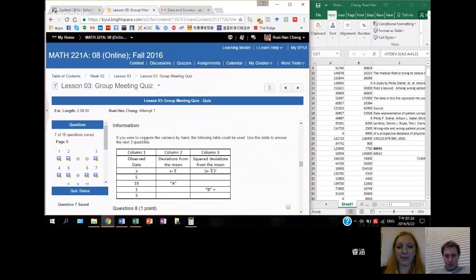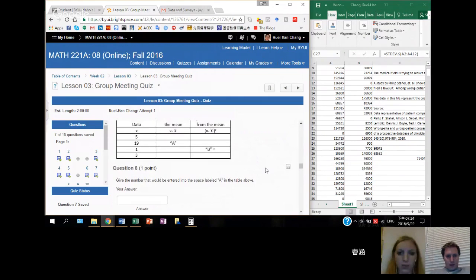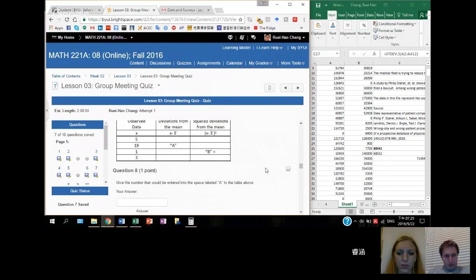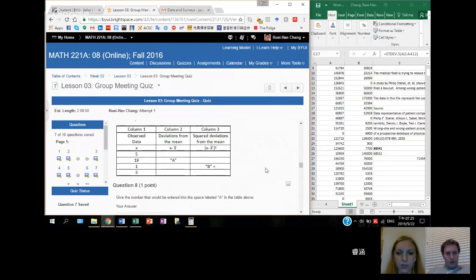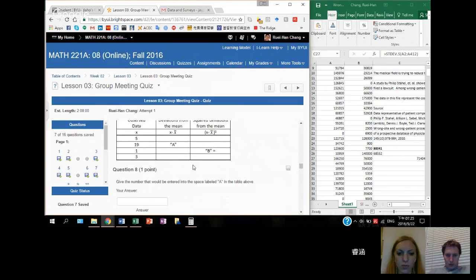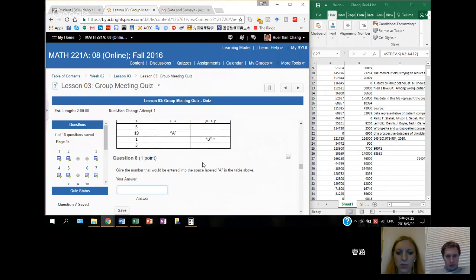If you want to compute the variance by hand, which following table do you use? Table answers the next 3 questions. Give the number that will enter into the space labeled A. Okay, deviations from the mean. The mean was 7, right? So it should be 12 right there. Am I right or am I wrong?